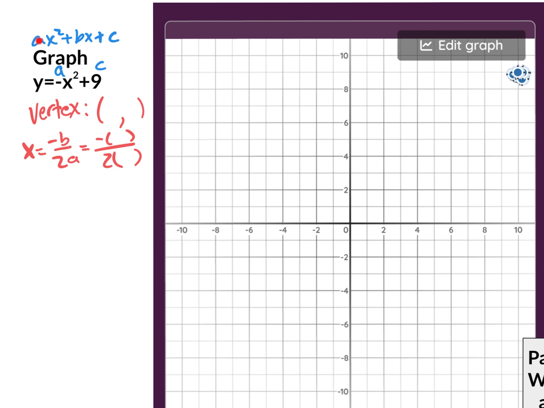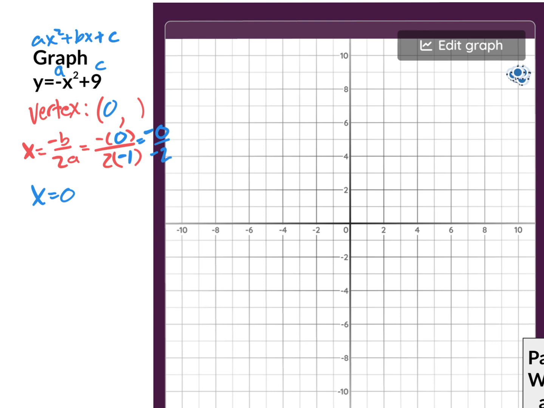a is the number in front of x squared, b is the number in front of x, and there is no number in front of x, which means that b equals 0. So the b is 0, the a value is negative 1. This is really simple because on top you have a negative 0, which is still 0, and on the bottom you have negative 2. 0 divided by any number is 0. So x equals 0. That is the x value of your vertex.